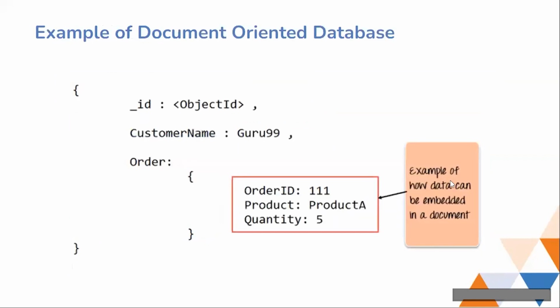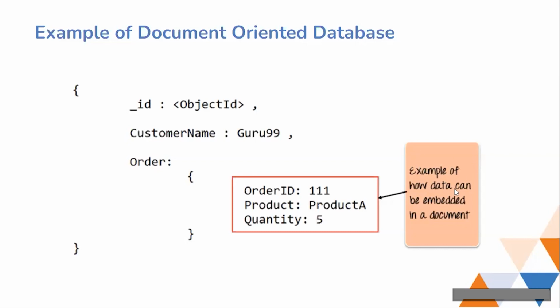Okay. So here is an example of a document-oriented database. First of all, you can see the ID. The ID would be unique for every piece of data. And in the third field, you can see order. In the order, in the curly braces, there are 3 more fields: order ID, product, and quantity. So this is the power of MongoDB. This you cannot do in SQL.